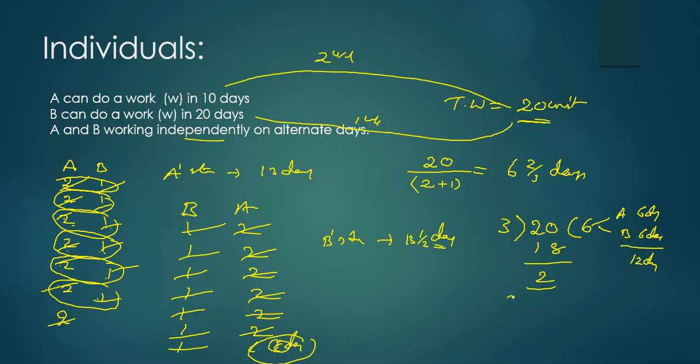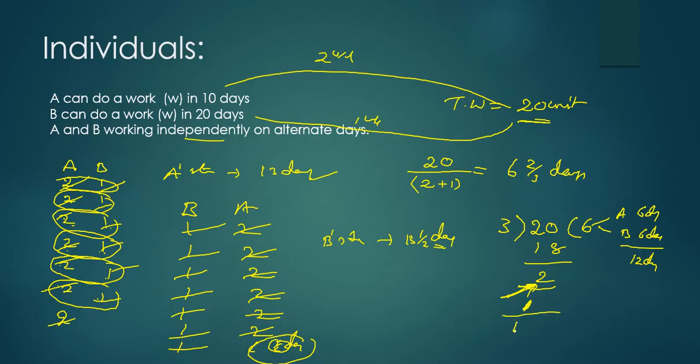Now these 2 units, who will do them? Whoever starts the work will do the odd-numbered days. If A starts the work, A will work on the 13th day. A is doing 2 units per day. So if A starts, A can finish these 2 units on the 13th day, and the work will be completed in 13 days. That is what we got here. Suppose B starts the work, what happens? On the 13th day B will do 1 unit.